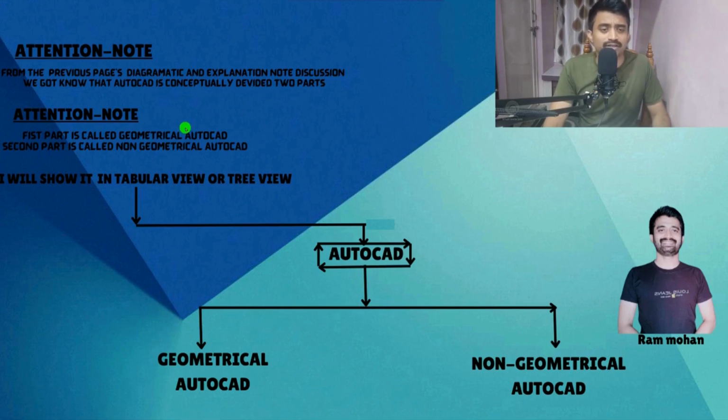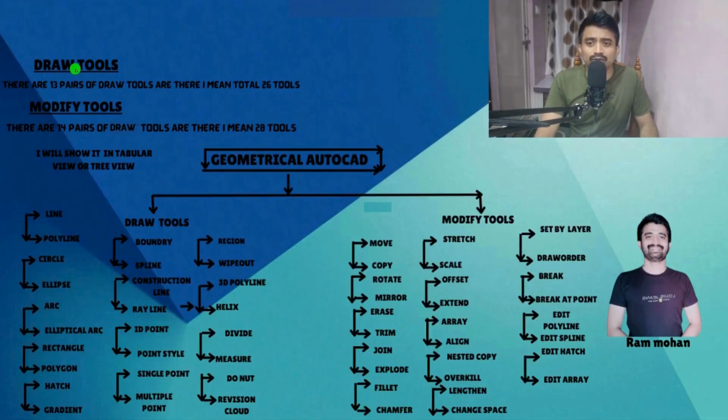That first part is called the geometrical part and the second part is called non-geometrical AutoCAD. I am showing this in tabular view. AutoCAD is divided into geometrical AutoCAD and non-geometrical AutoCAD. Okay, so draw tools: in AutoCAD there are 13 pairs of draw tools.